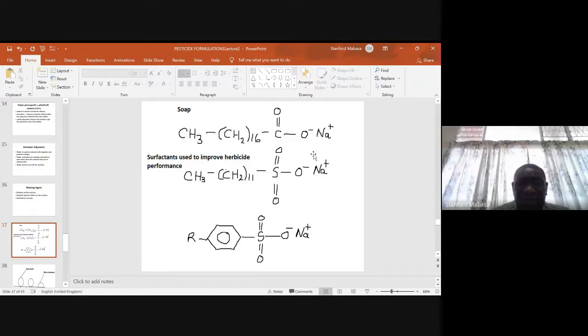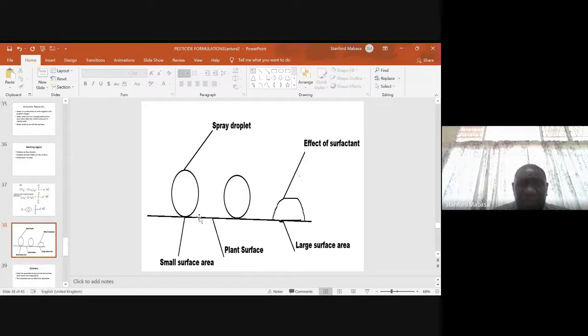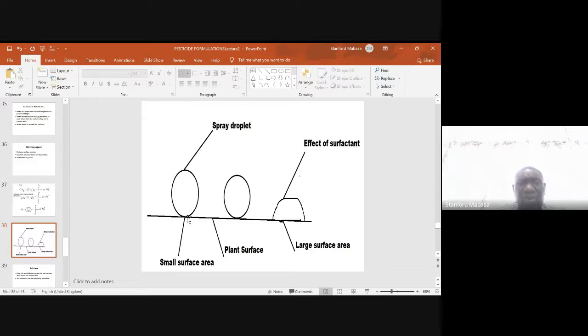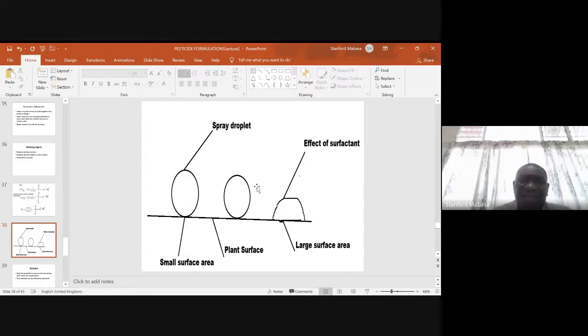What is interesting is this, where we have a droplet with a small surface area in contact with the target, and it can easily roll off with the pesticide. But if we put a surfactant, we can flatten this point of contact, and there's a chance that the pesticide can enter the target.